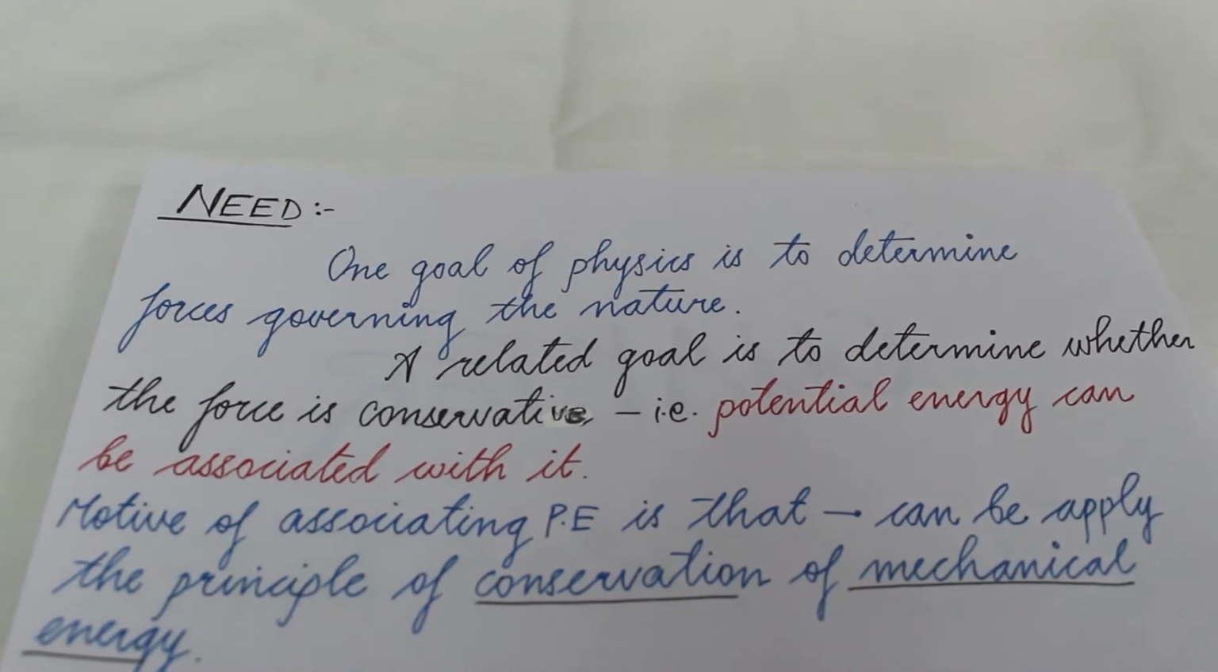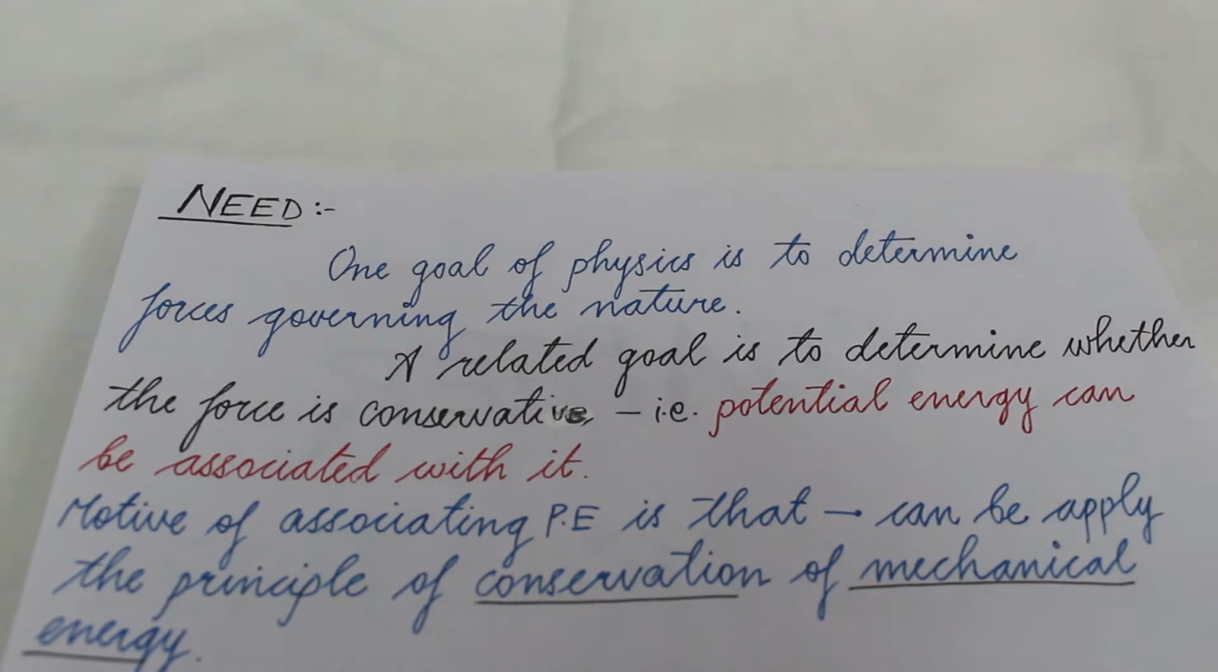Now let's start. The fundamental goal of studying physics is, in physics, we study various forces which govern the laws of nature. As we know, forces are divided into two categories, conservative force and non-conservative force. Regarding conservative force, you must have learned in class 11 what basically a conservative force is. If a force is conservative, we know that some kind of potential energy is associated with it.